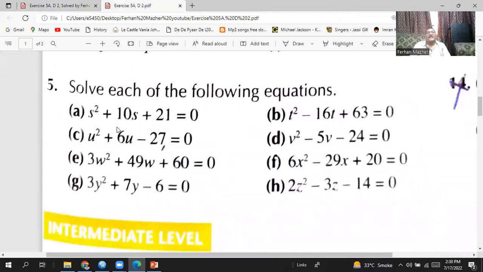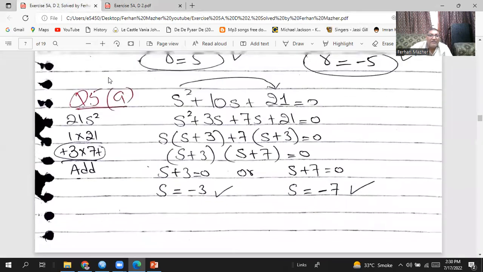Okay, so now we are going to the next question. The next question is solve each of the following equation. Here we have s square plus 10s plus 21 equals to 0. So we will do the middle term breaking here.